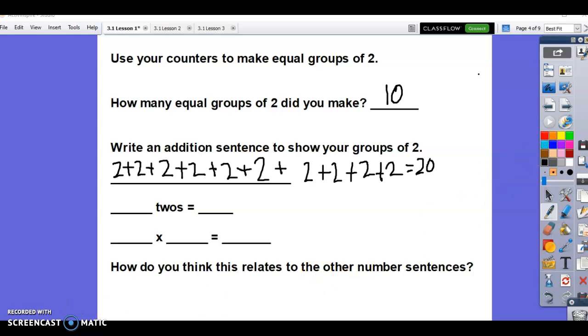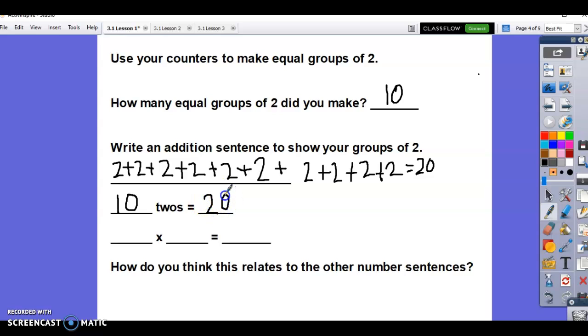Okay, I hope that you were thinking about what we talked about with our 10 friends with 2 arms. Our addition sentence would also be a repeated addition sentence. So we have 10 counters, 10 groups of 2 for our 20 counters. So we have 10 2's. So we would have 2 plus 2 plus 2 plus 2 plus 2 plus 2 plus 2 plus 2 plus 2 equals 20. So we can write this as 10 2's equals 20.